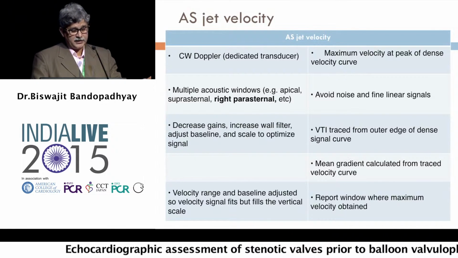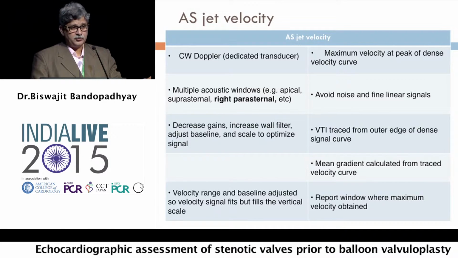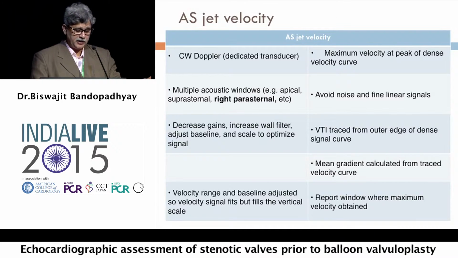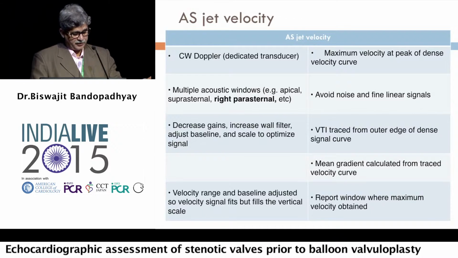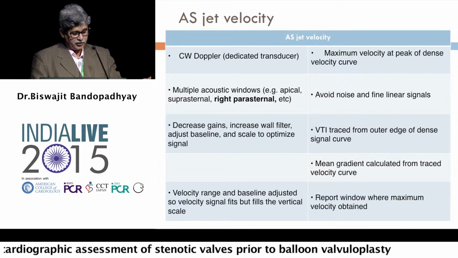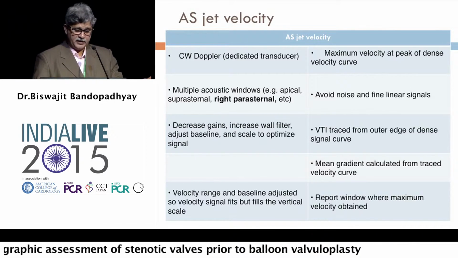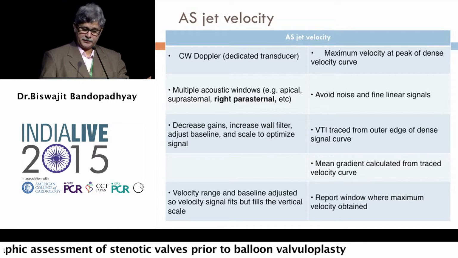Decrease your gains, increase the wall filters, adjust the baseline and scale to optimize the signal so that you can get the best measurements. The velocity range and baseline are adjusted so that the velocity signal fills the whole vertical scale. These are very small, important points.